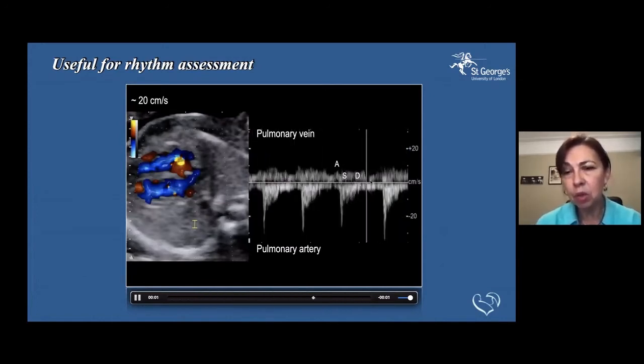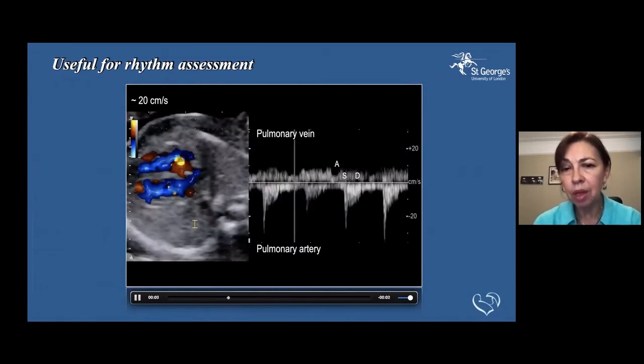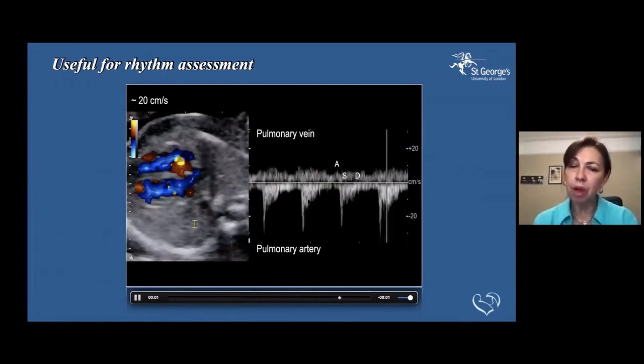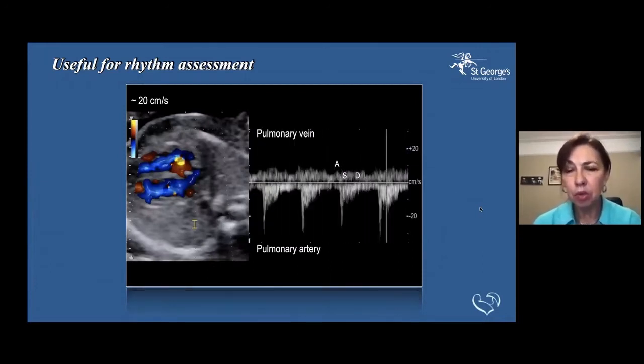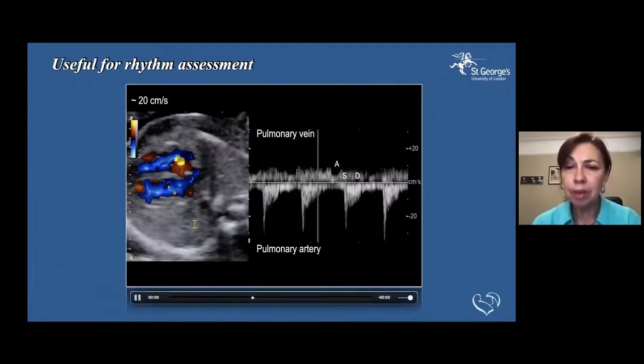So it's a very easy way, even if the image quality is suboptimal, you can still get a good Doppler signal to assess the one-to-one relationship of the rhythm. And you can also measure the AV interval if you need to monitor for heart block, for example. So very useful. And this is something that I use routinely in every single patient I do, so that when you have an arrhythmia, you're already used to doing that. But also, the signal in the pulmonary veins may be abnormal if you have an abnormality of pulmonary venous return, particularly if it goes below the diaphragm.